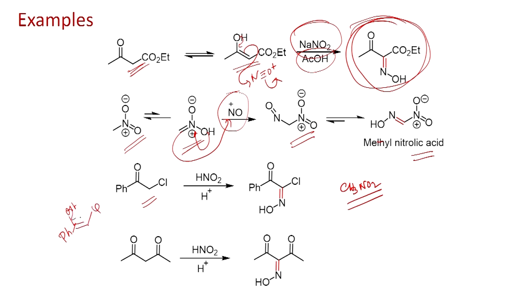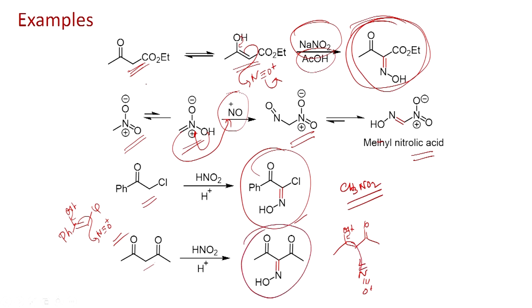Once you form the enol, as just we have seen, it can also readily undergo addition reaction, then you will be able to form this oxime as the product. And this also similar to this 1,3 dicarbonyl compound, acetylacetone, this also can in acidic medium, exist as enol. This enol, whatever you generate, it can undergo addition reaction, then you will be able to form this oxime as the product.